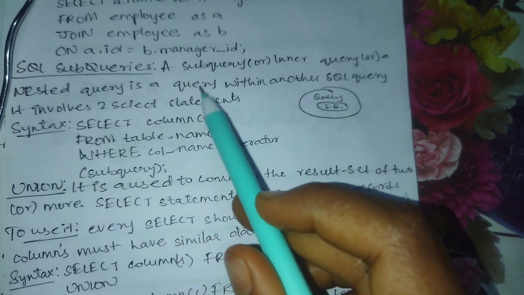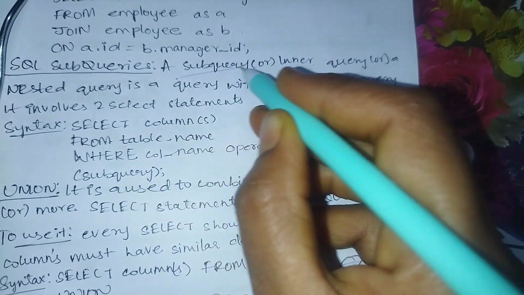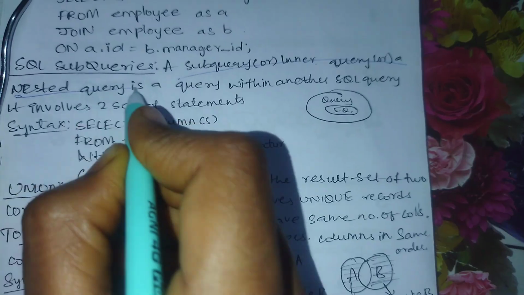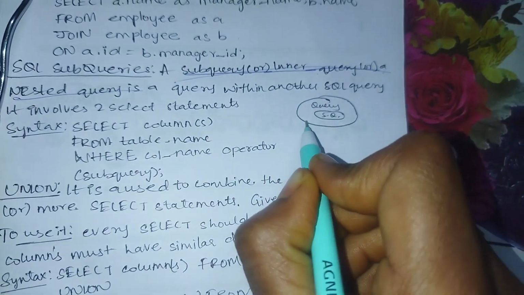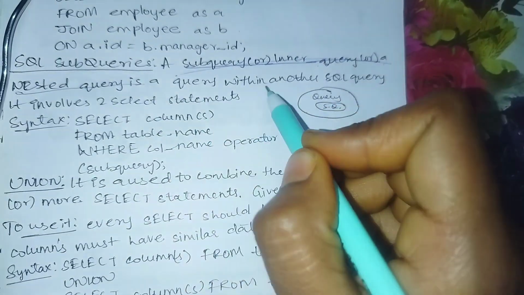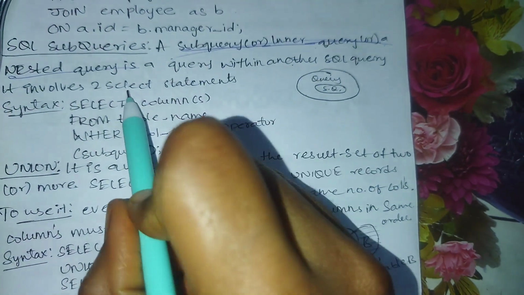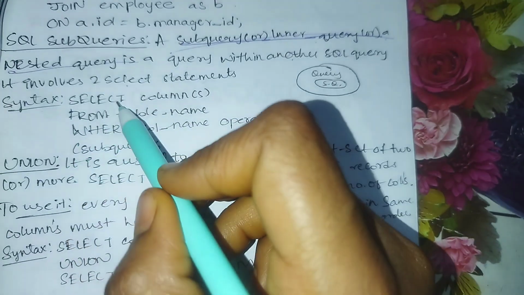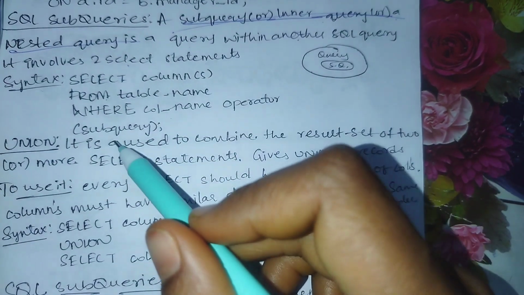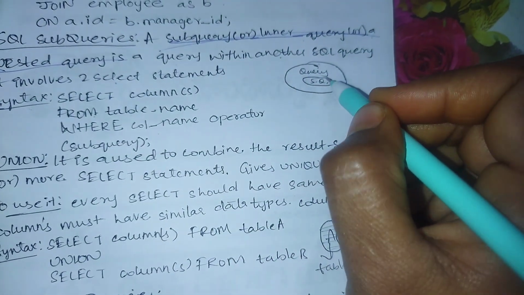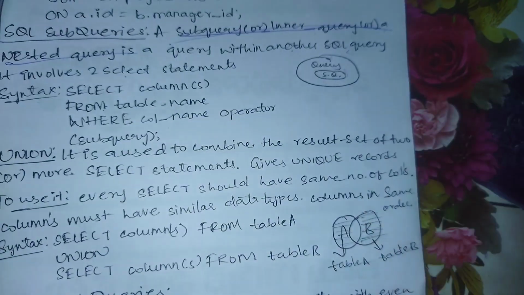SQL subquery. A subquery, inner query and nested query, all three terms are the same. It is a query within another SQL query and involves two select statements. Syntax: select columns from table name where column name operator subquery. Taking a small part in a query is known as a subquery.